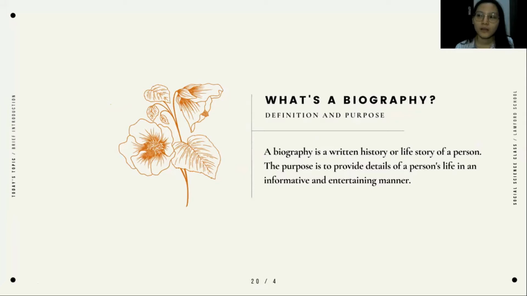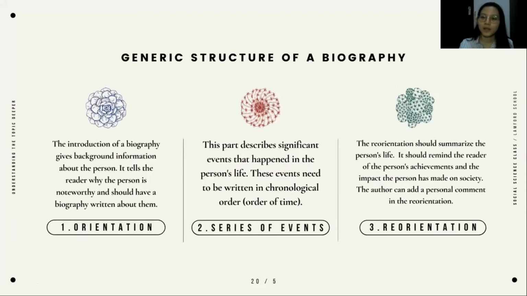Basically, an author of a biography narrates a person's life into a text, and the purpose is to provide details of a person's life in an informative and entertaining manner. So, these three parts make up the generic structure of a biography.